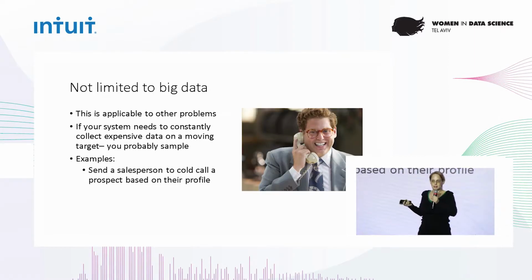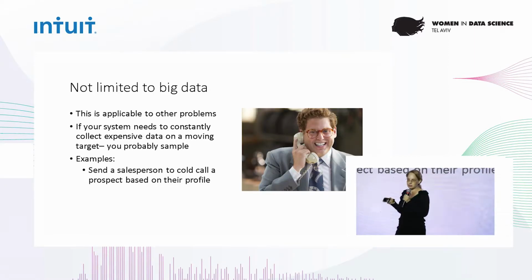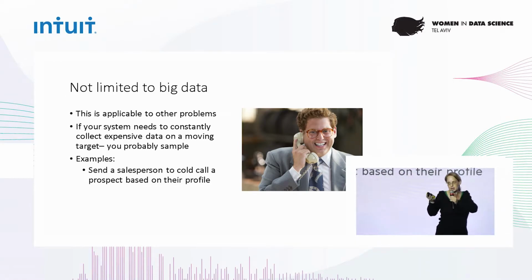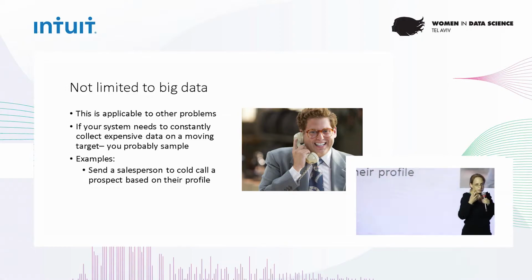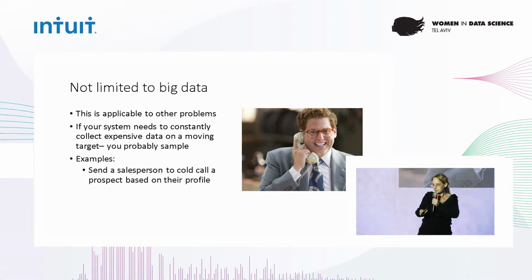What does it mean? Let's say you're in sales and you're sending your salesperson to pitch to prospects, and you can't send your salesperson to everyone. So you have to decide who you are going to try to make the sale to, and you're going to try to do it for the person that is more likely to buy your stuff, right?